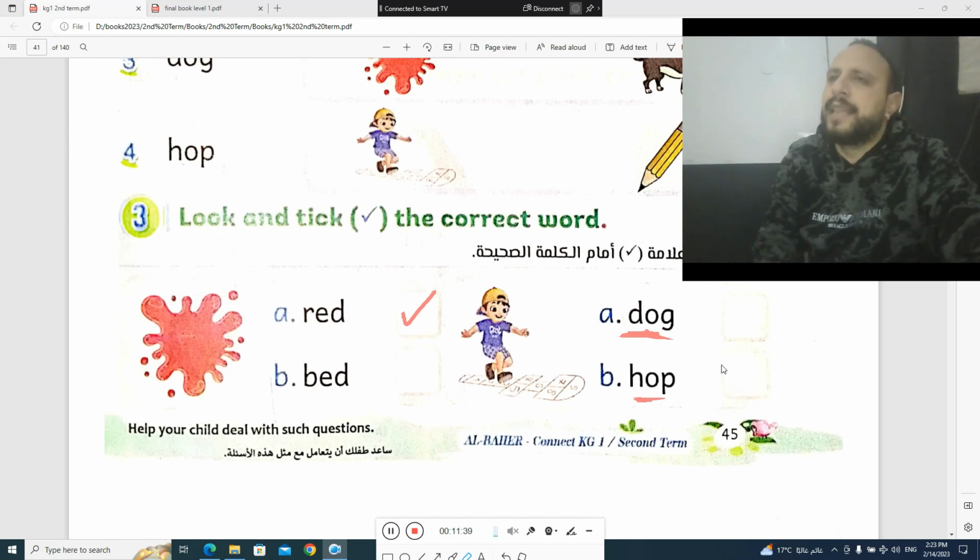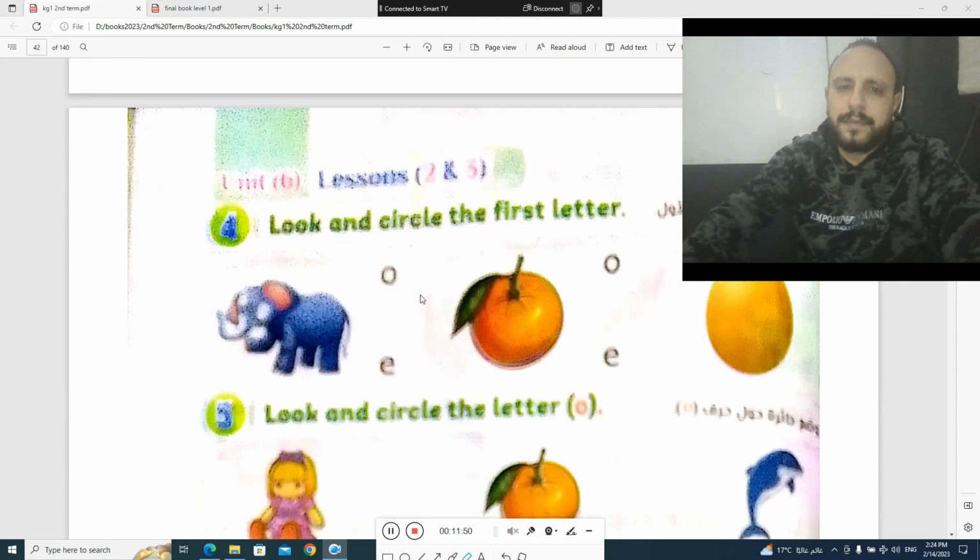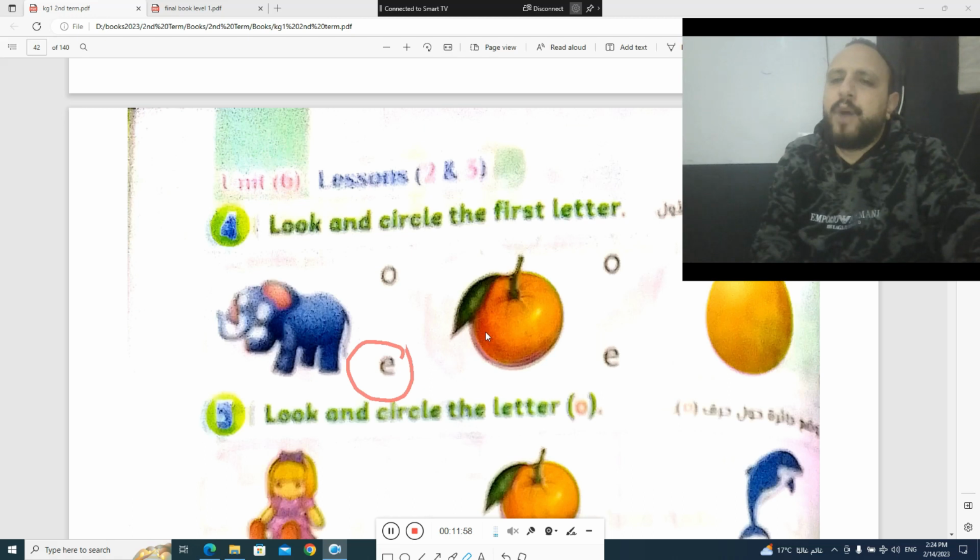Hop. Which one, dog or hop? Hop. Time. Elephant begins with O or E. E. Orange begins with O or E. O.